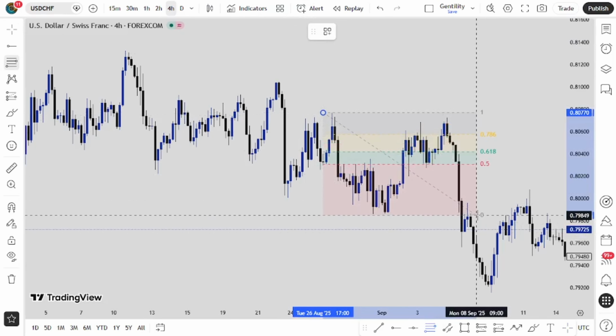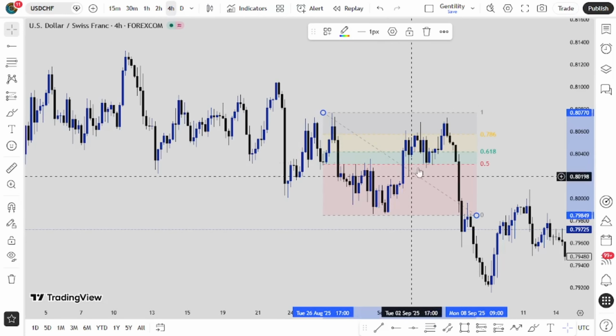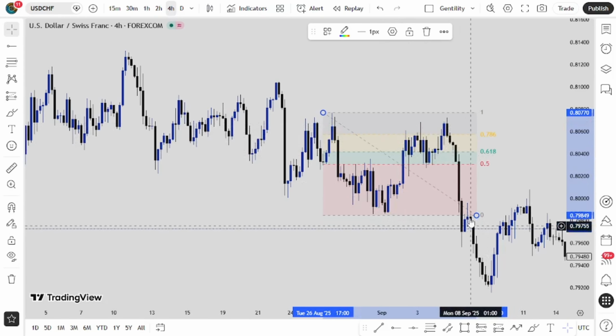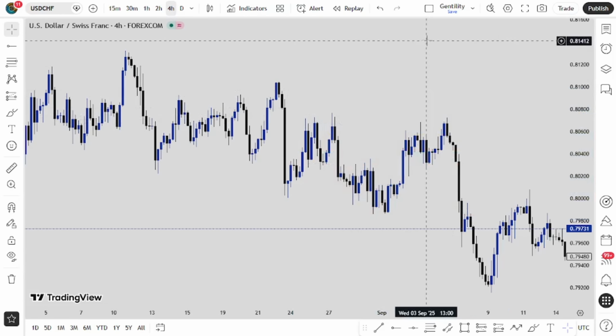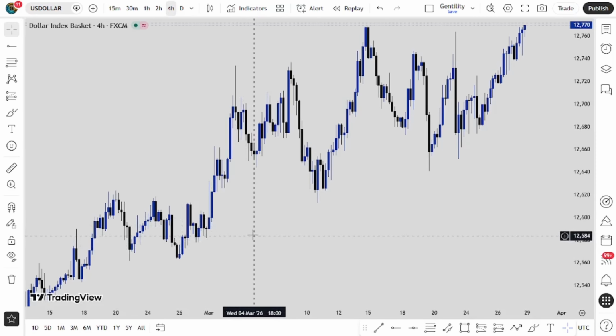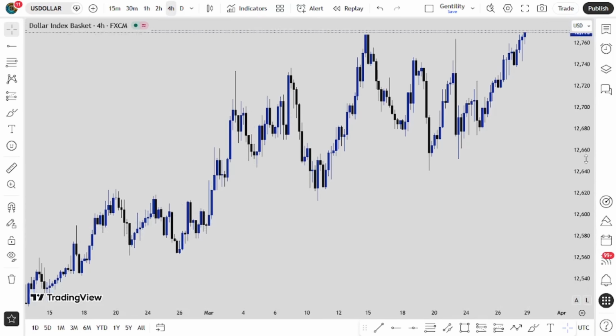You can see right here, price came into our 78.6% retracement, even though it went above it a bit, but it still dished out this nice move. Now let us look for an example in a scenario where we are buying. All right, let's use the dollar index as an example for the buys.